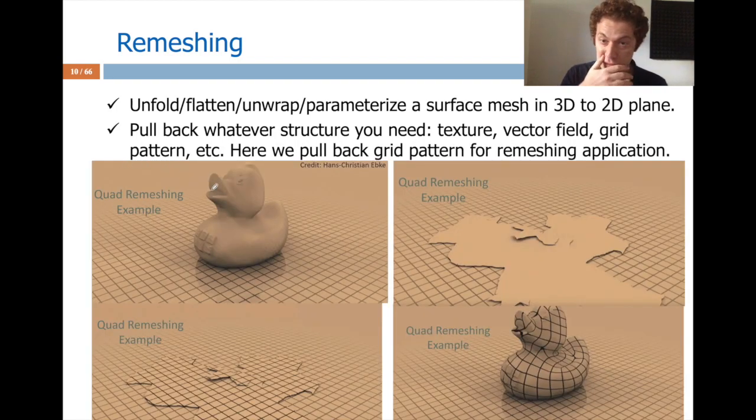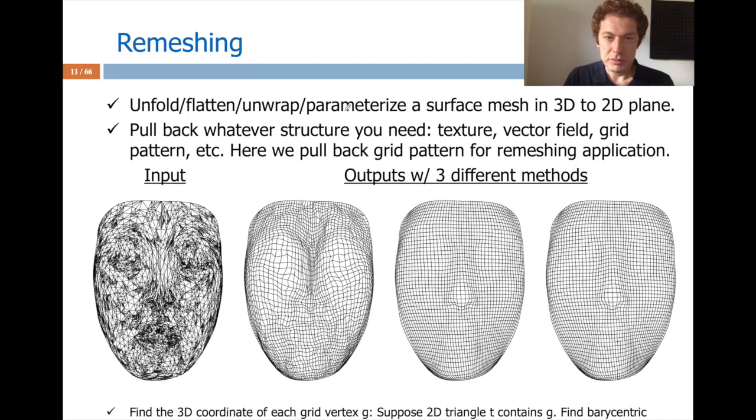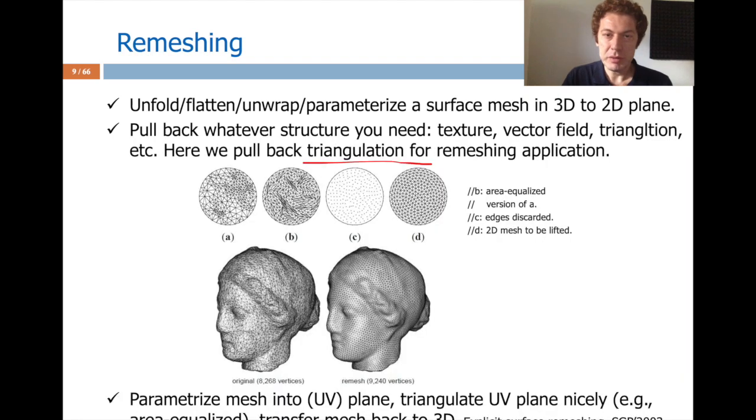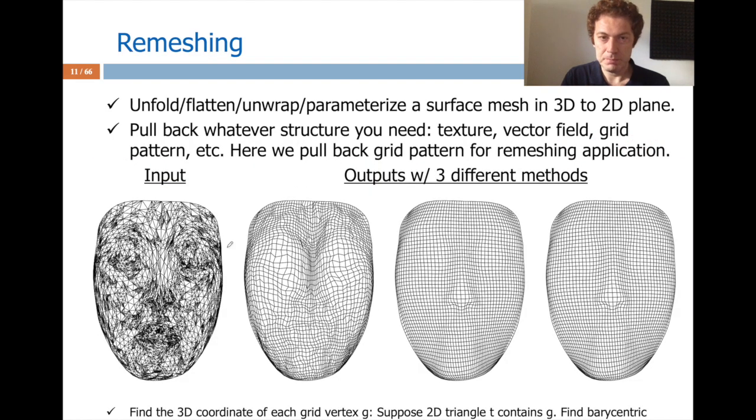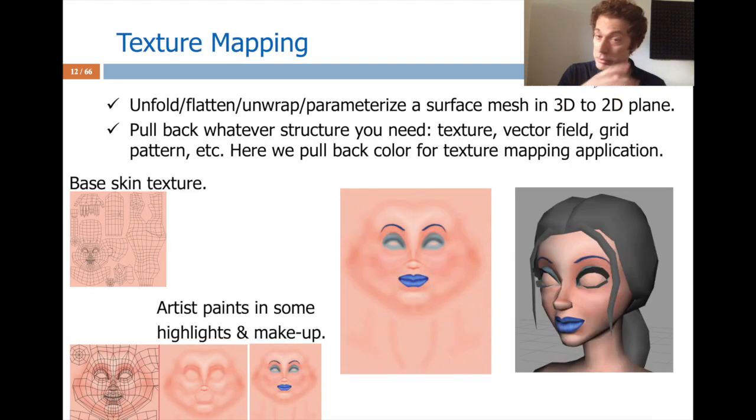And here is another way to see the remeshing. Mapping it to 2D is not sufficient. It is sufficient, but depending on your mapping quality, when you lift stuff back to 3D, the output may not be that good. So we should be good at the 3D to 2D mapping part, and I will talk about that today. So let's do texture mapping, the initial motivation. Maybe this image may sound familiar, may look familiar.